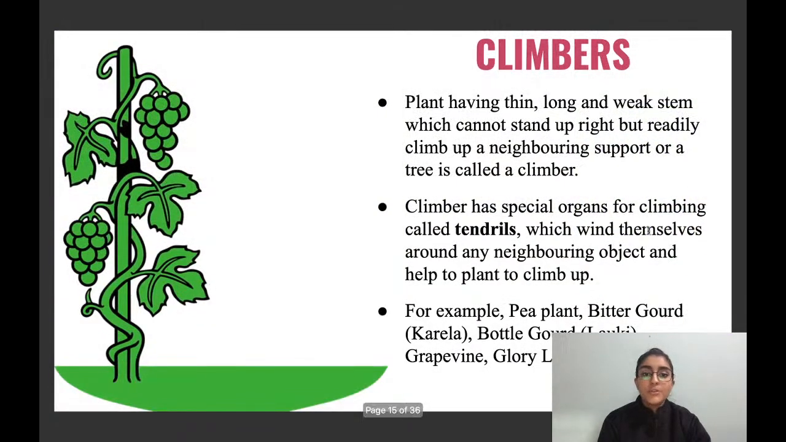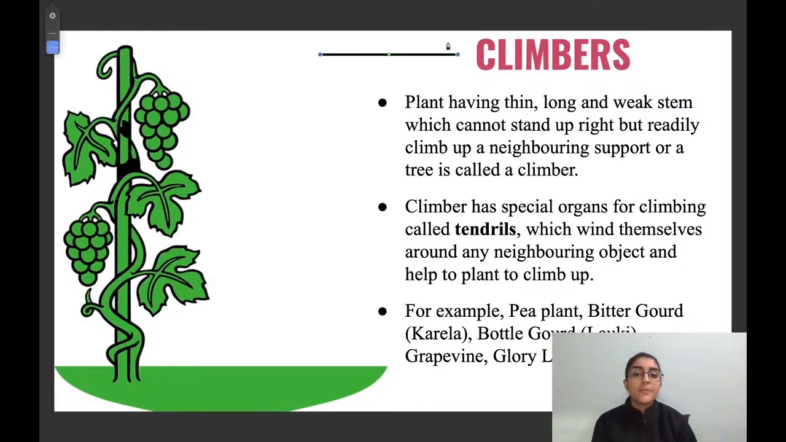Let's move on to the next one. That is a very interesting part of this chapter that you must be learning for the first time. That is climbers. What do you mean by climbers? As the name suggests, climbers are the plants which climb. They wrap around another neighboring support and they try to climb around it.